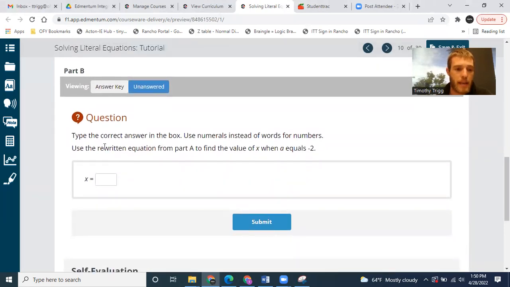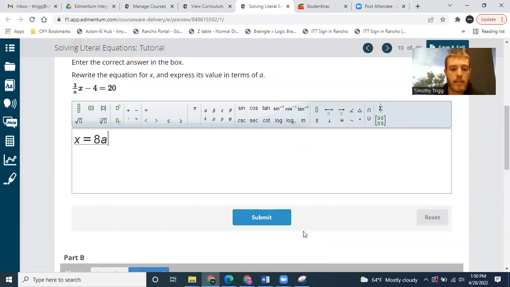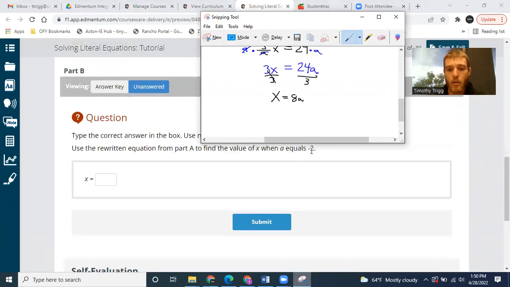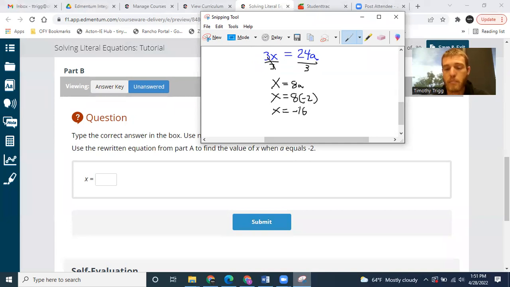Now, part B says, use the rewritten equation from part A, so the equation we just made, to find the value of x when a equals -2. So here we're going to use the same equation, but we're going to replace a with -2 in this case. So this will say x equals 8 times a becomes 8 times -2. We're replacing or substituting the a with whatever they tell us, in this case, -2. This gives us that x is -16. Negative times positive is a negative, so -16.